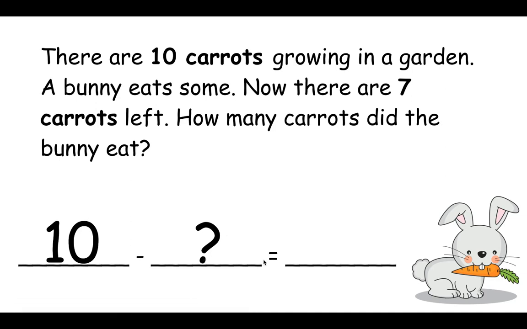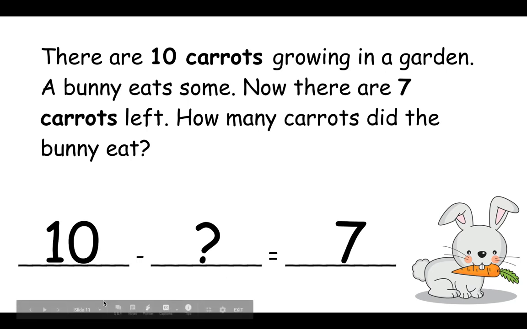And now we know that 10 minus blank equals 7 because there are 7 carrots left. So when you solve the problem, this is how it should be set up. The big number over here, we're finding this number, and then how many carrots are left goes here.